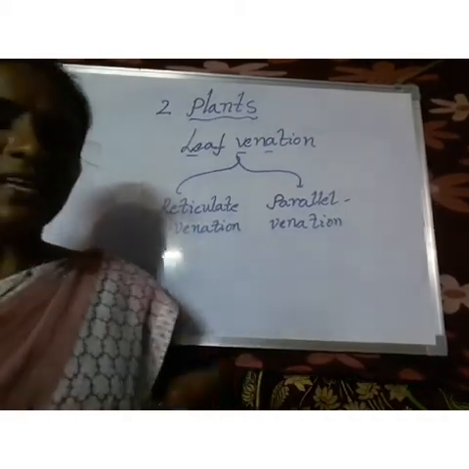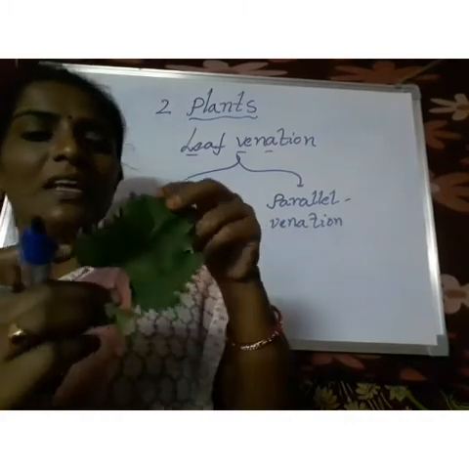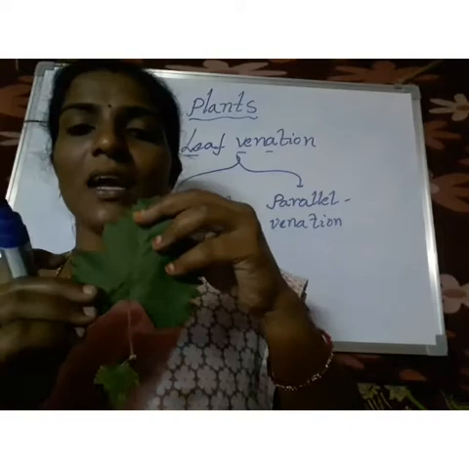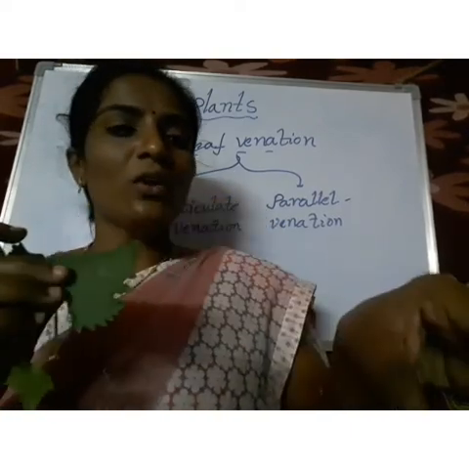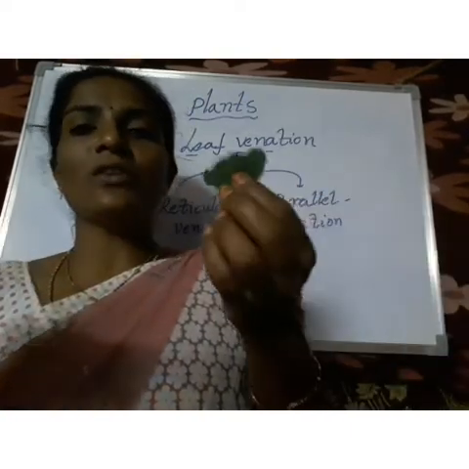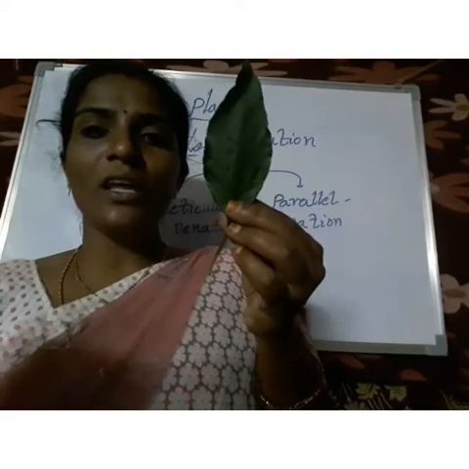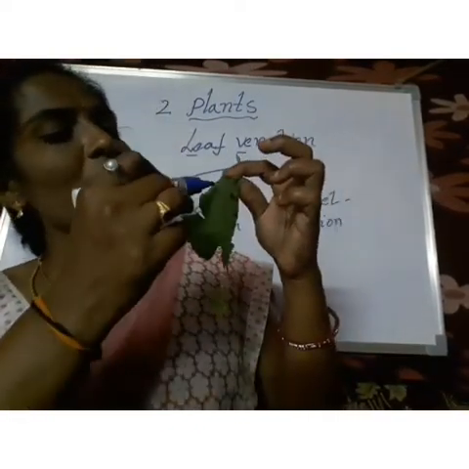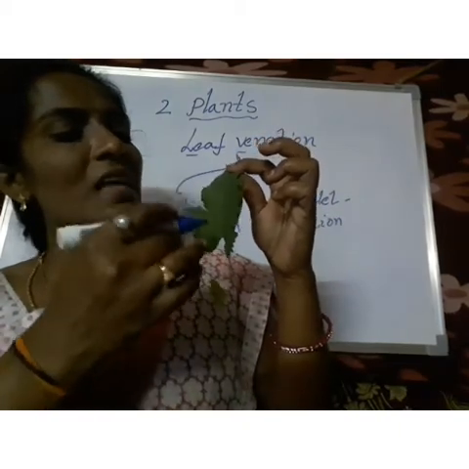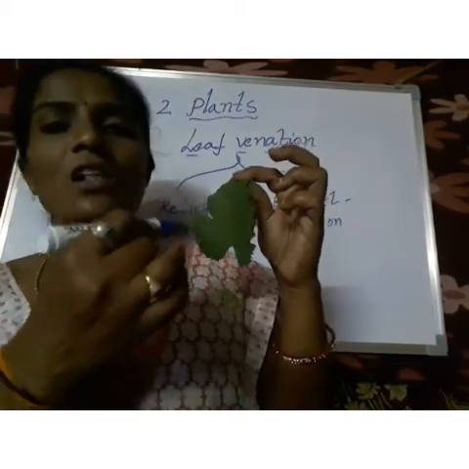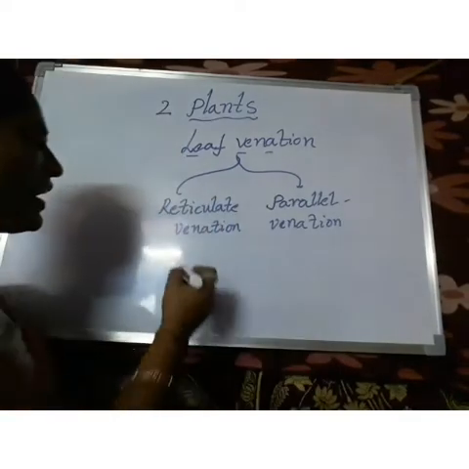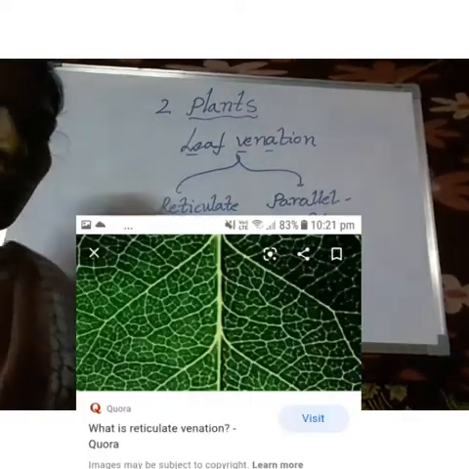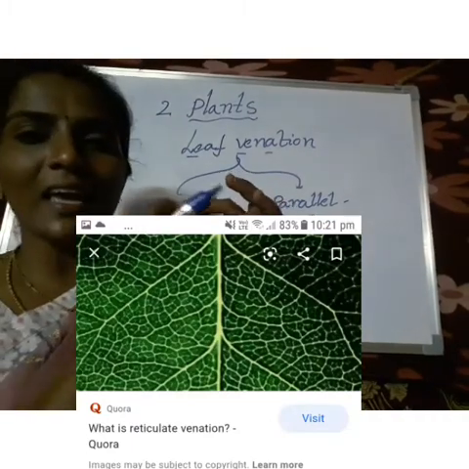Come on, see this leaf. It is a very big and broad leaf. Not only this, this leaf also has reticulate venation. So how can we describe it? In this, from the main vein, some side veins come out. It looks like a net. These veins look like a net only.